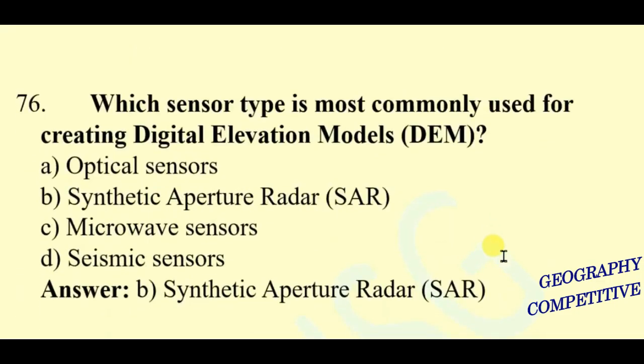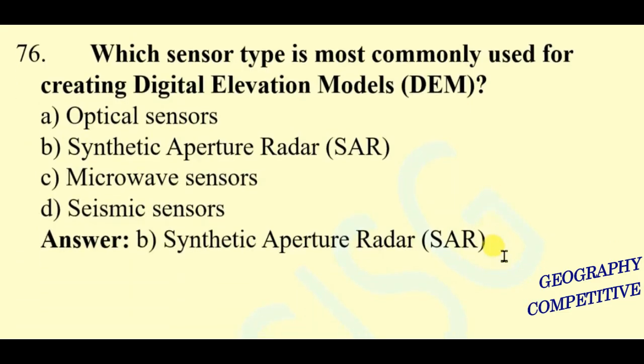Remote sensing and digital mapping. Question 76. Which sensor type is most commonly used for creating digital elevation models? Optical sensors, synthetic aperture radar, microwave sensors, seismic sensors. Here the right answer will be synthetic aperture radar or SAR.